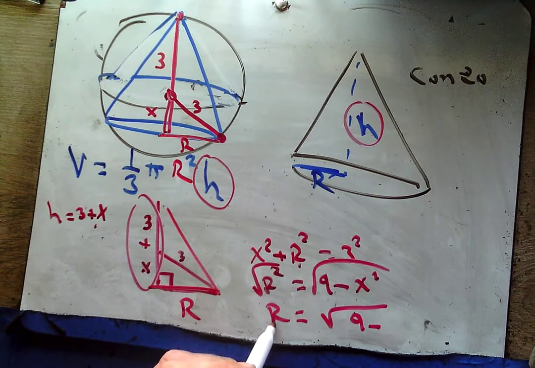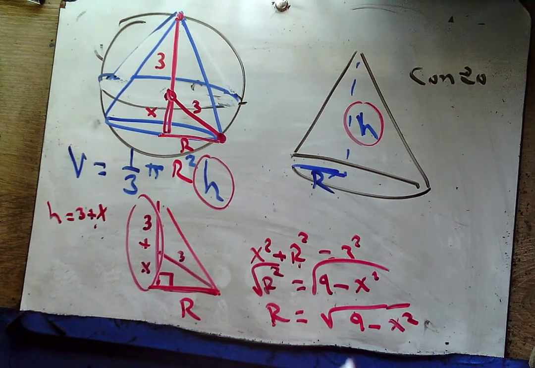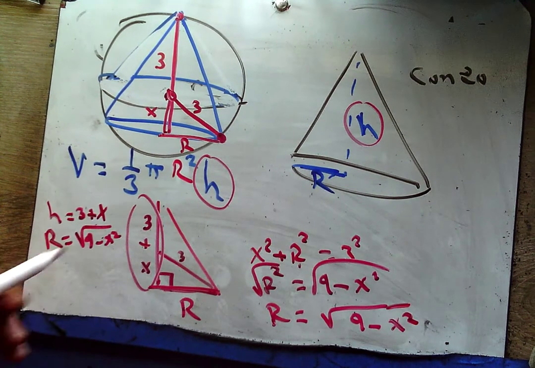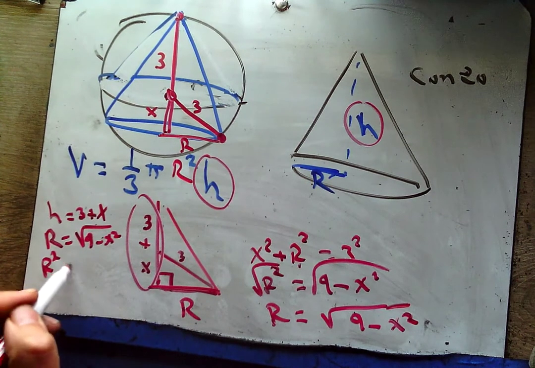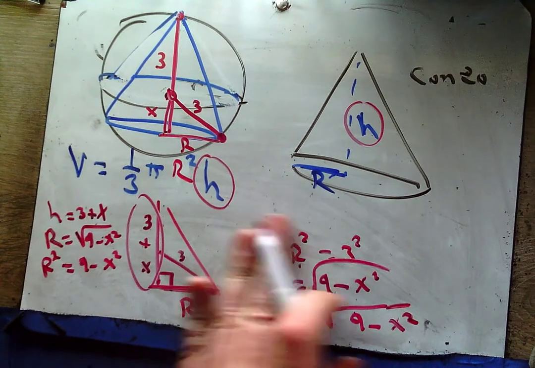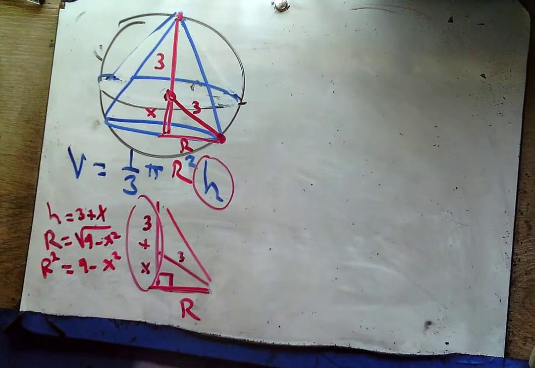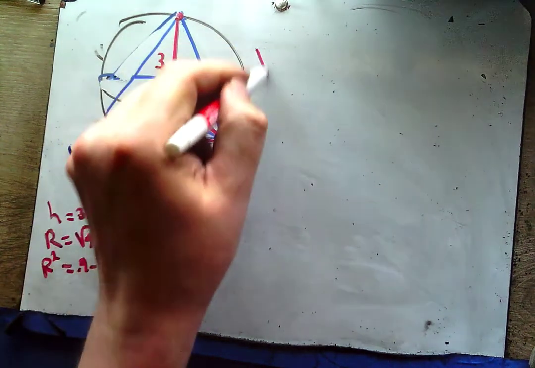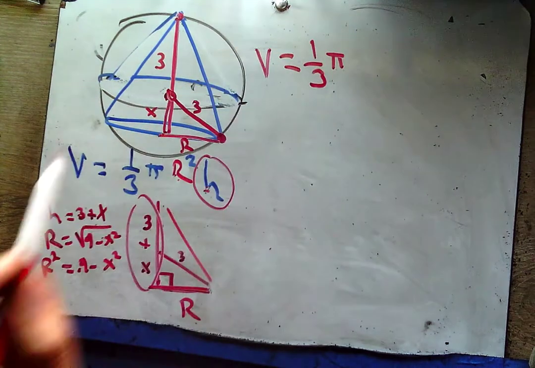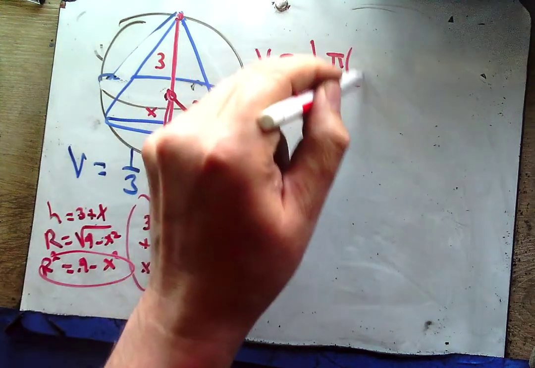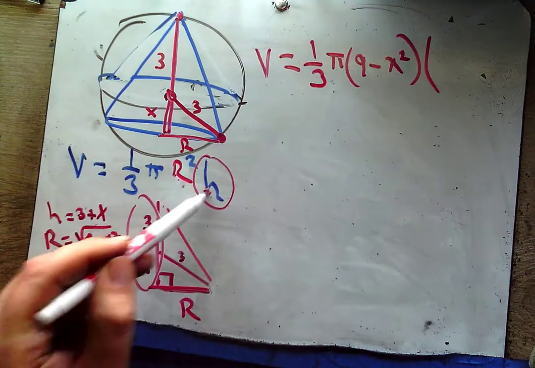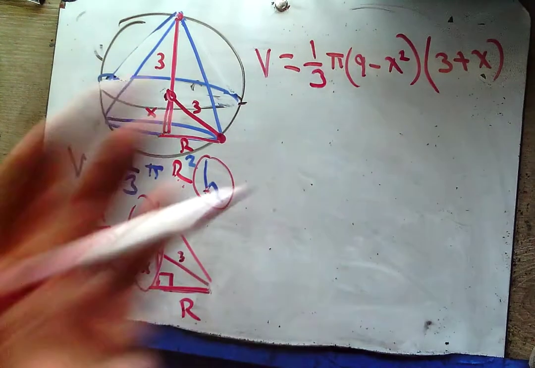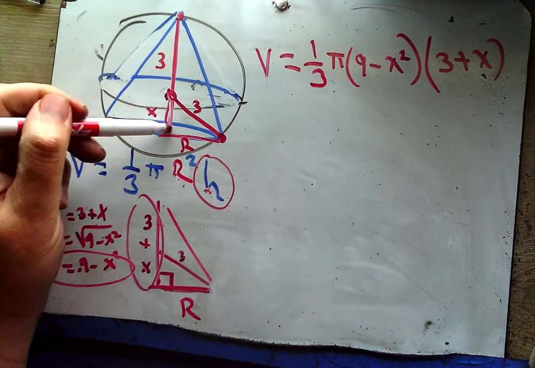I've got R, and that was x squared. Okay. So R is square root of 9 minus x squared. We need R squared. R squared is just 9 minus x squared. Okay. So let's replace these things with these things. So volume is 1/3 pi. Radius squared is this one, 9 minus x squared. And height is 3 plus x. Okay, there's my volume formula, all in terms of one variable, x.